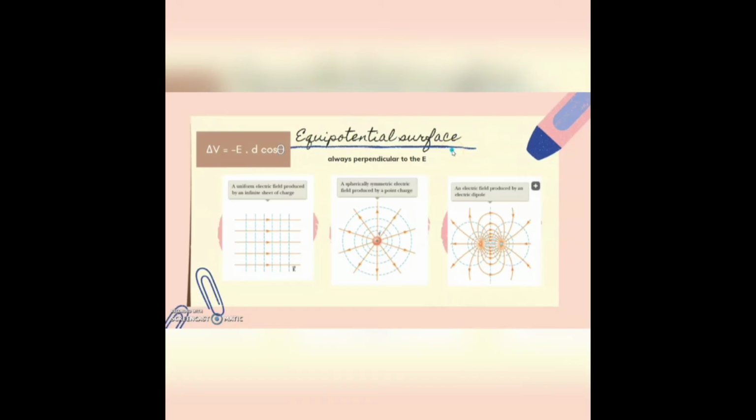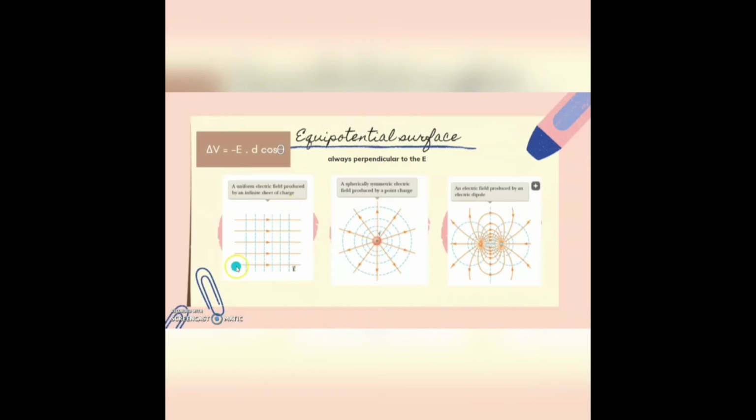Next, the equipotential surface. Equipotential surface means the delta V along the surface is equivalent to 0. So how are we going to get delta V equivalent to 0? As we know, delta V is the dot product of the electric field and the distance. So the dot product is going to produce cos theta, and cos 90 is going to produce 0. So if cos 90 is 0, then delta V will be equivalent to 0. So it indicates the equipotential surface is always perpendicular to the electric field because it will produce delta V equivalent to 0.